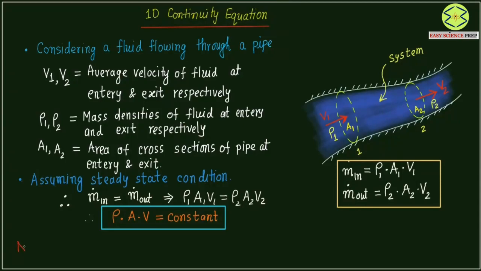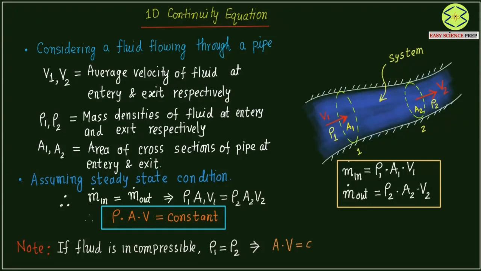There is a very important note here. If the fluid is incompressible, friends, the density of the fluid at the entry is equal to the density of the fluid at the exit. So in that situation, your equation would be simplified as area into velocity equals constant, because the density is the same on both sides of the equation, so we can cancel out density from both sides. So we only get area into velocity equals constant for incompressible fluid.